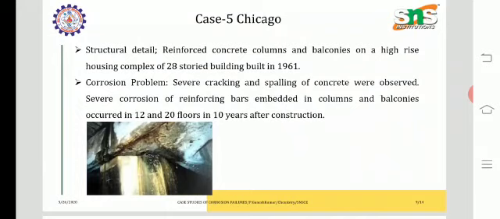So after 10 years of lifespan, they observed that in the huge building with 28 floors of housing, the reinforced bars embedded in the columns had corroded. This was particularly due to the surrounding humid condition, which was not taken into account by the builders.